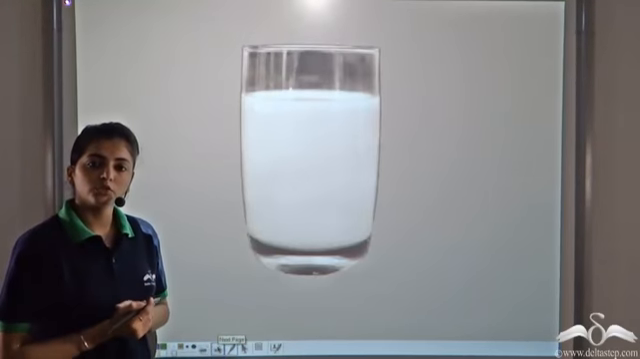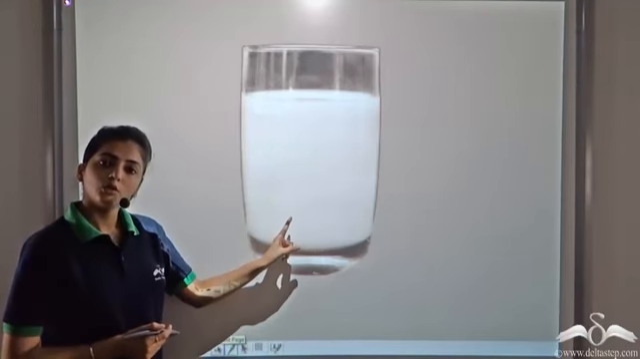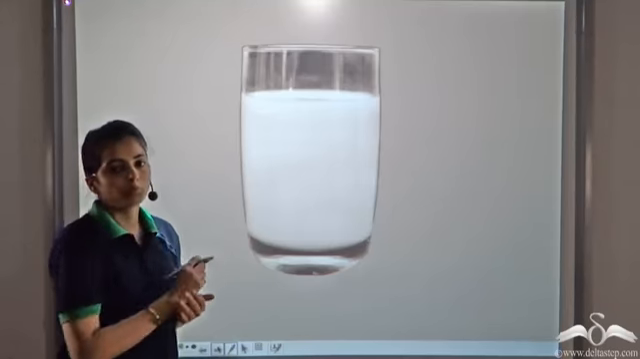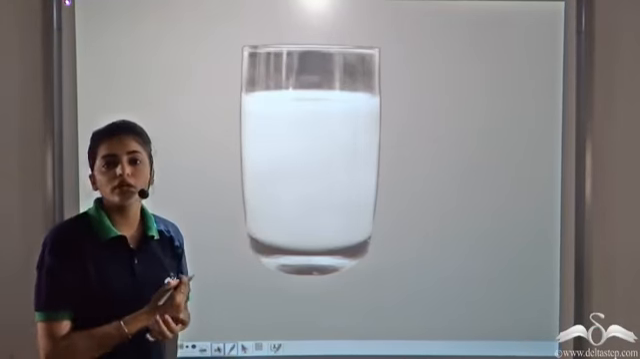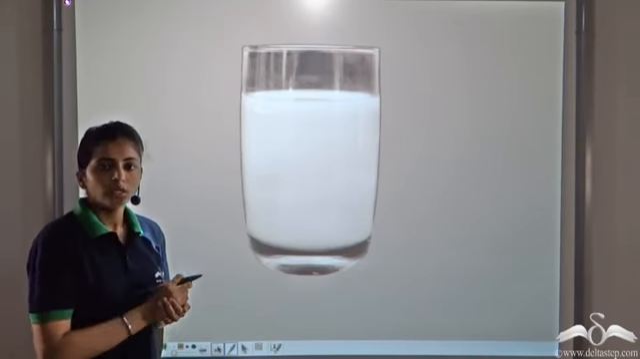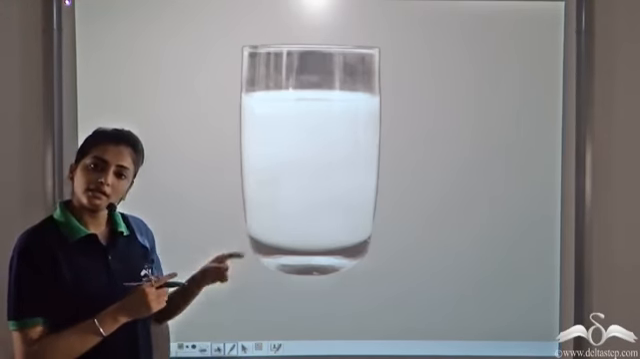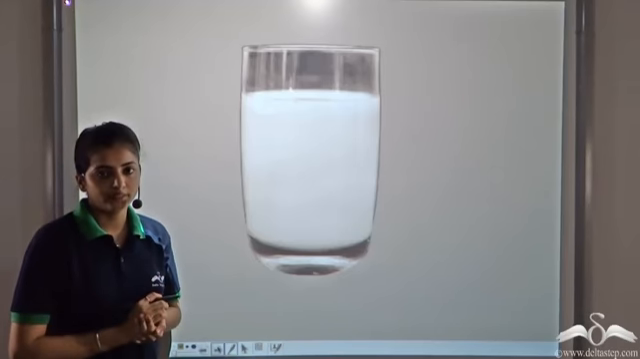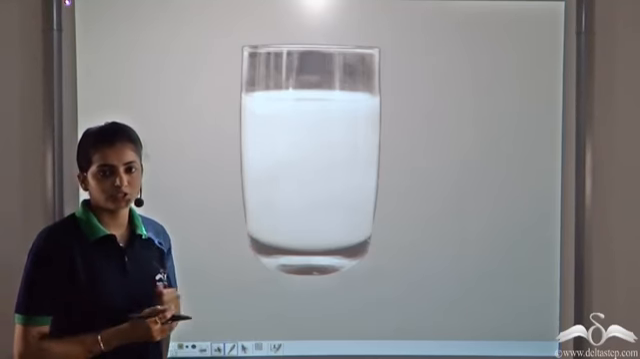Now what kind of solution do you think is milk? Well, milk looks homogeneous because as we look at it, it looks the same throughout. It has a uniform composition. But if you take some of this milk and observe it under a microscope, you will see that it has varying composition throughout. It has different particles like fats and so on. We observe that there are different particles in different proportions in milk. So even though it looks homogeneous, it is actually a heterogeneous mixture.